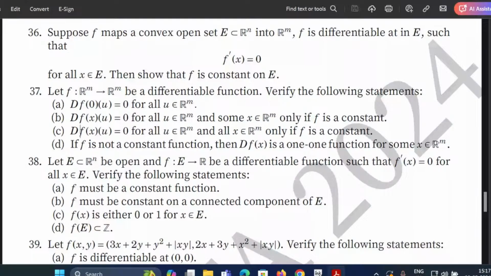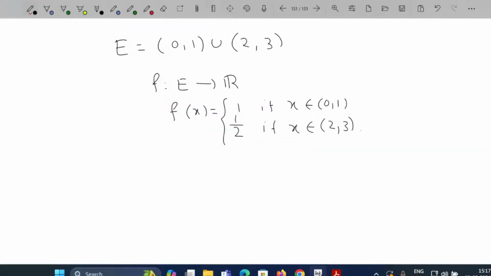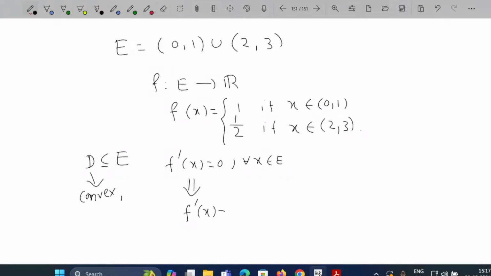Now, connected component means what? We have D a subset of E, and D is convex, and f dash x equals 0 for all x belongs to E. Obviously, this will imply that f dash x equals 0 for all x belongs to D. Because D is convex, this will imply that f is constant on D.